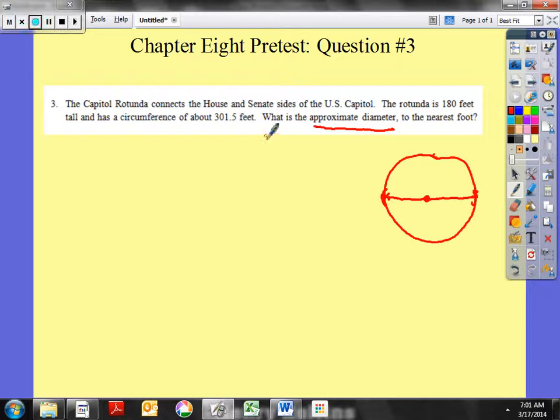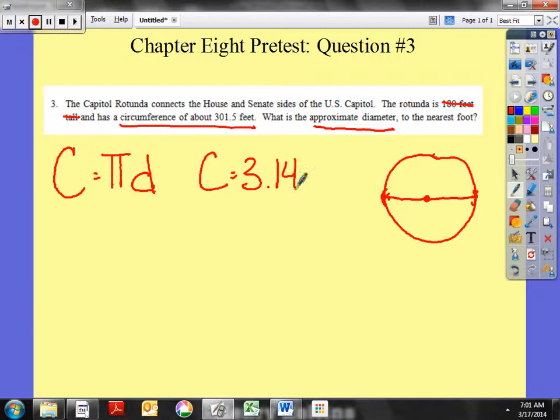Now, the rotunda is 180 feet tall. I don't need to know the height of the rotunda in order to figure out the diameter. What I do need is the circumference right here. I know the circumference of a circle is circumference equals pi times diameter. Now in this case, we're going to substitute pi and use its numerical value, which is 3.14, times diameter.